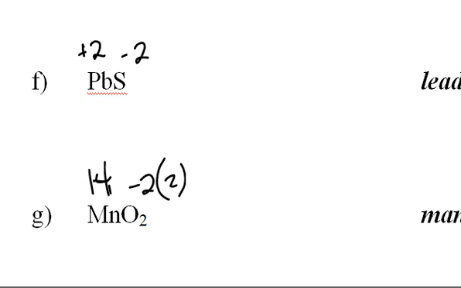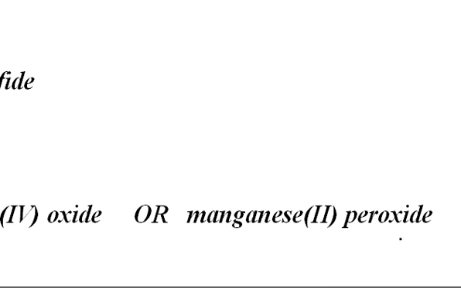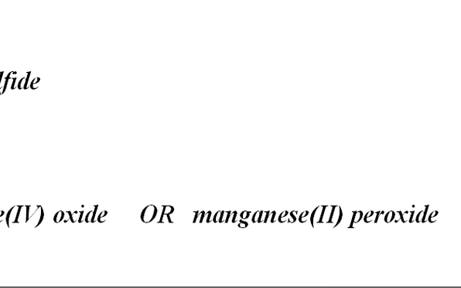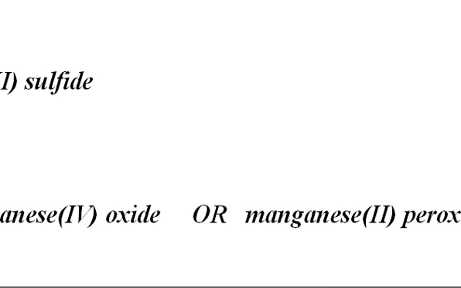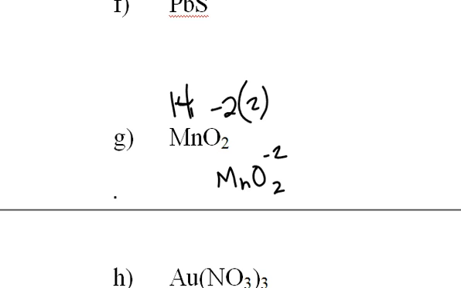Okay. Or if you're calling O2 peroxide, which is viable, then that means that the O2, the MnO2, would simply have a -2 charge total. So it would be manganese, Roman numeral 2, peroxide. So that's an option as well. Now, we don't talk too much about peroxides in here, but it is possible. So if some of you came up with peroxide, good job. All right.